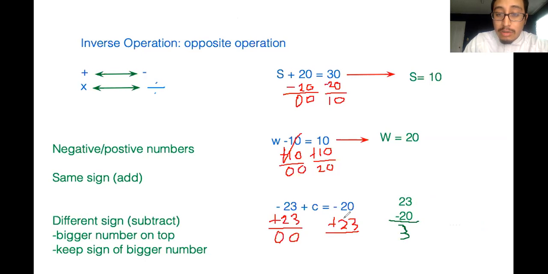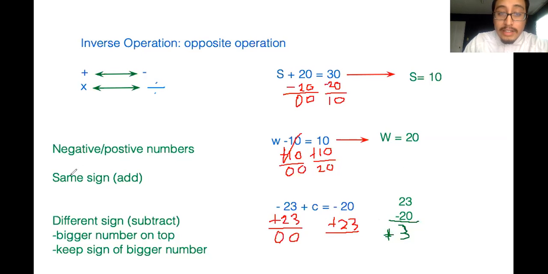So in this case, 23 is the bigger number. You're going to ignore the signs. You're just going to think normally. Is 20 or 23 bigger? 23 is bigger. What sign does 23 have? It has a positive sign. So that means when I solve this problem, my answer is going to be positive 3. And that's all it is to it.